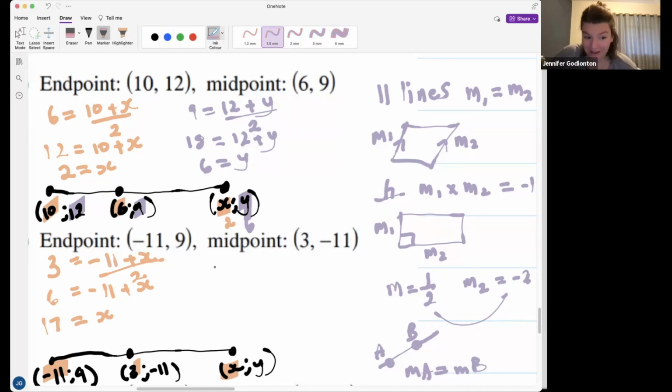For our y values, we're going to say negative 11 is equal to 9 plus y over 2. So negative 22 is equal to 9 plus y, which means y is equal to negative 31. And we're all done.